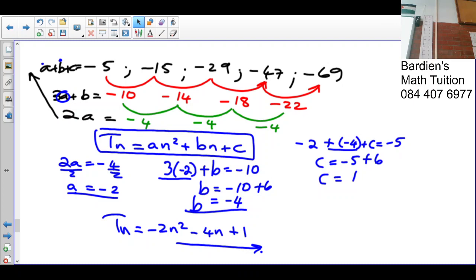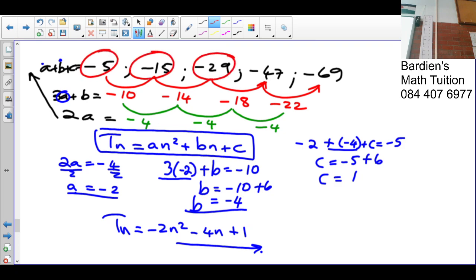So we got negative 2 open brackets, 3 squared minus 4 times 3 plus 1. Now this is for term 3. So if you count 1, 2, the answer should be negative 29. If it is negative 29, we are correct. If it's not negative 29, it is then incorrect. Not so? You must try and check where we went wrong. So yes, negative 29 is absolutely correct. You guys understand?